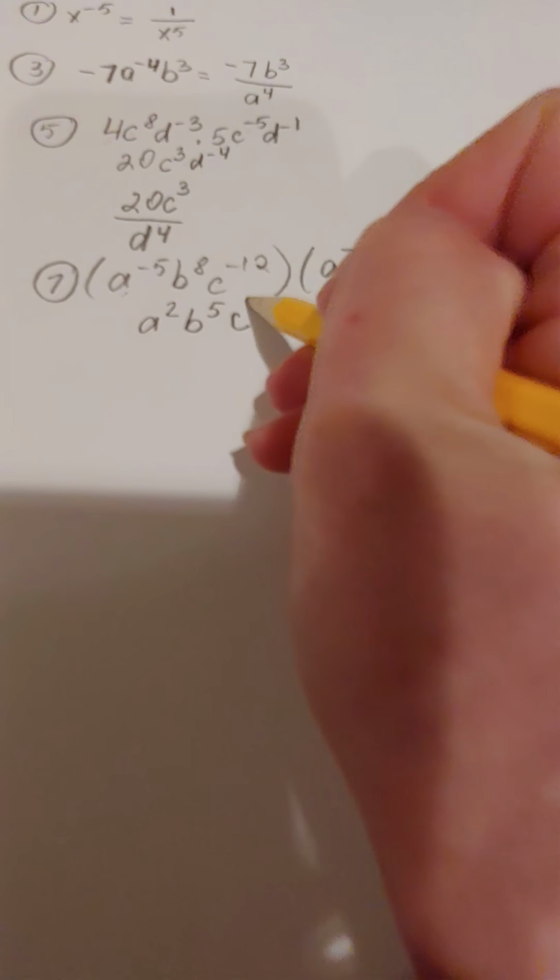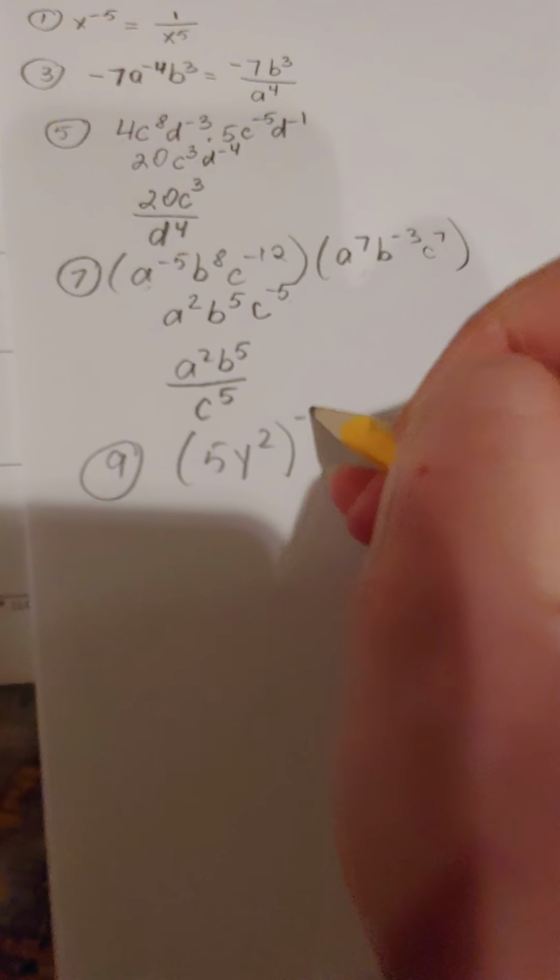So b to the 8th times b to the -3rd is going to give me b to the 5th power, c to the -5th power. Here I clearly see that c is not happy, it has a negative power. So a squared and b to the 5th power stay on top, and then c to the 5th goes on the bottom.